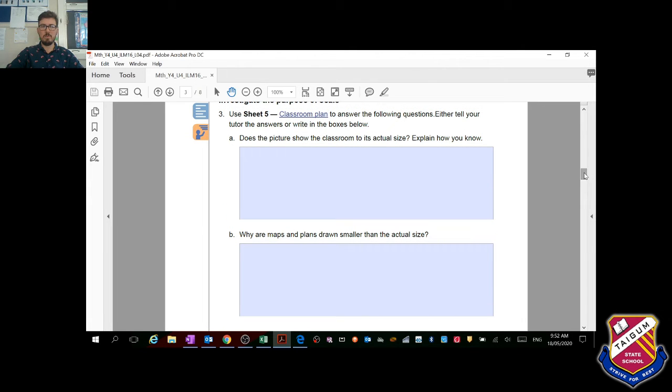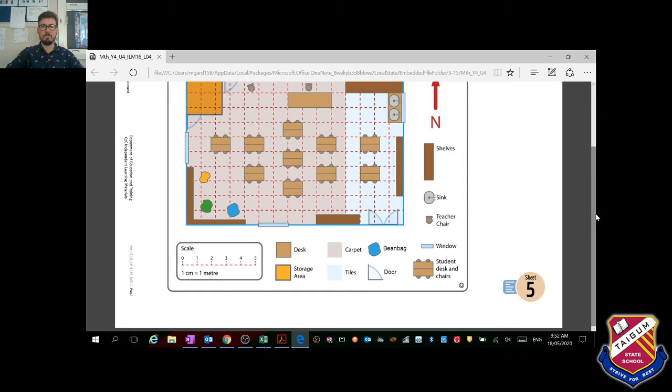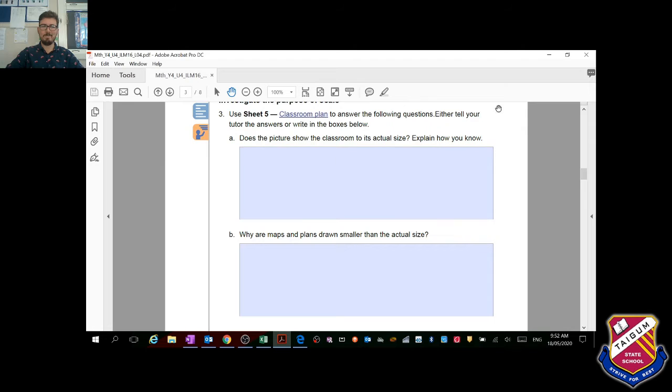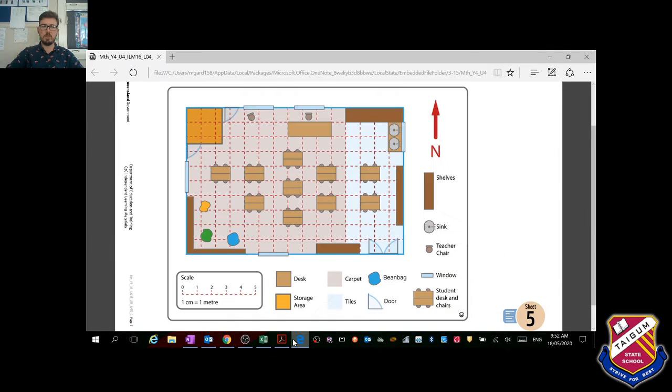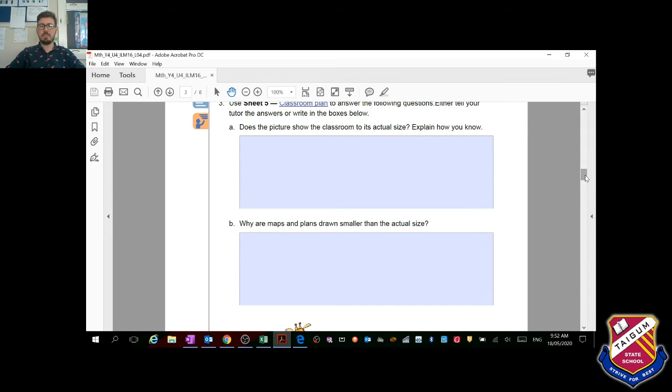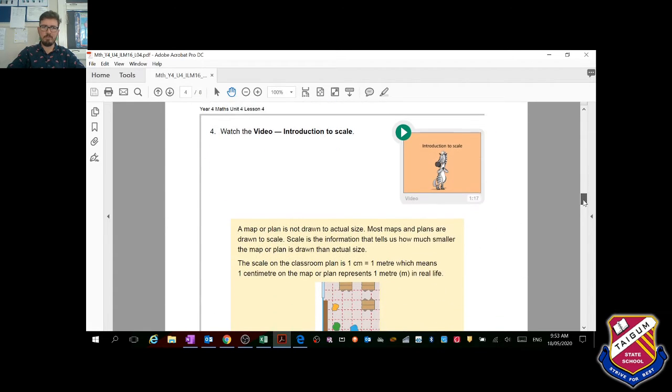Okay, A, I hope you all said no, because if my classroom was this small, I wouldn't even fit in it. So I know that this is smaller because it has been shrunk down onto an A4 piece of paper. Why are maps and plans drawn smaller than the actual size? Because we can't have a map that is the same size as the classroom. It would be pointless. It would be too hard to read. Okay? So just some simple refresher stuff.